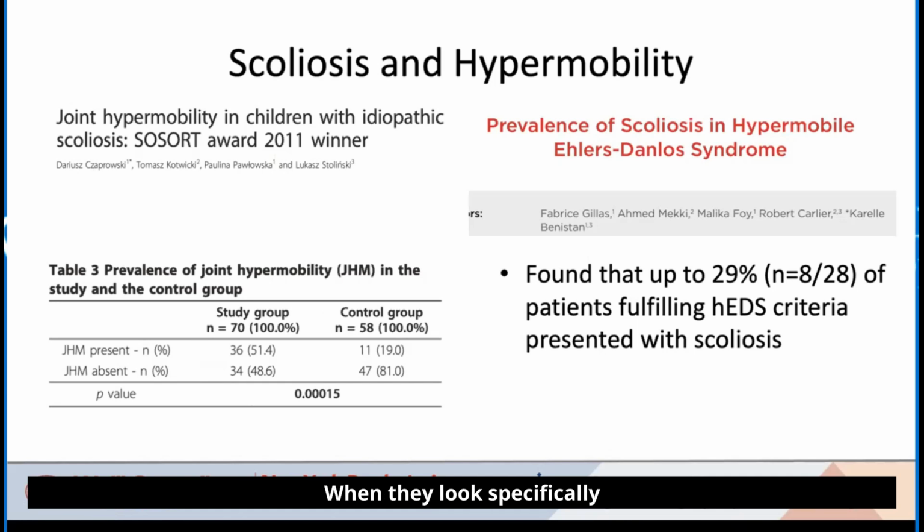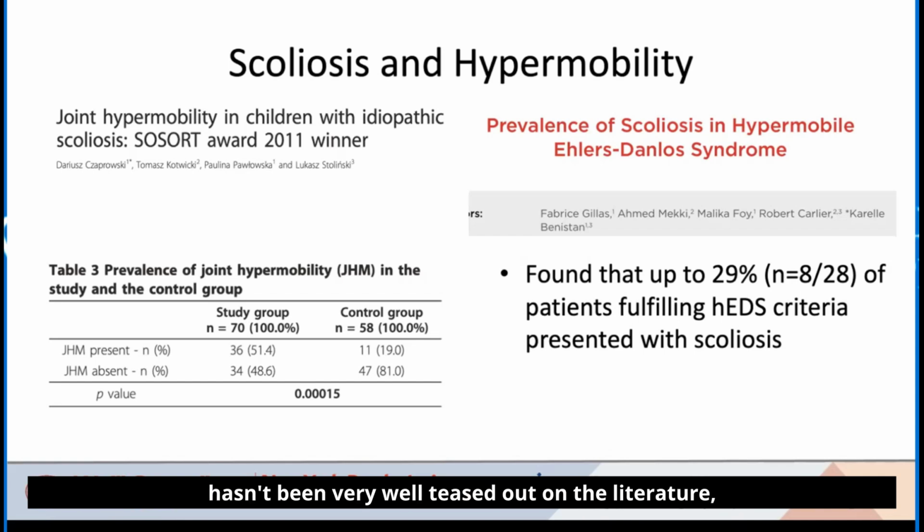When they look specifically in hypermobile Ehlers-Danlos syndrome, in this smaller study here, where they had about 28 patients, they found up to 29% of those had scoliosis. So again, a lot more overlap in terms of scoliosis and hypermobility. Generally speaking, we should be seeing up to 3% of the population with scoliosis at most. So that link of that hypermobility and that scoliosis, I think, is certainly there.